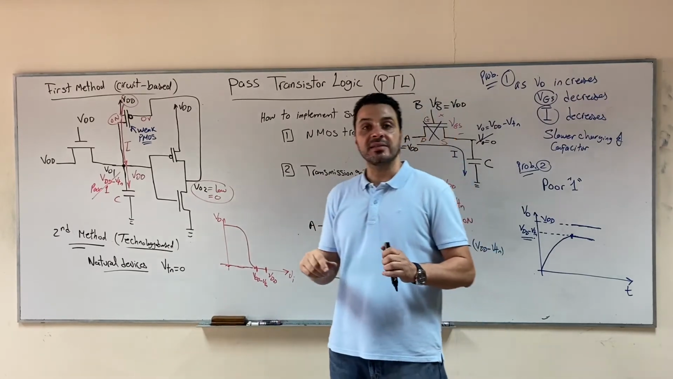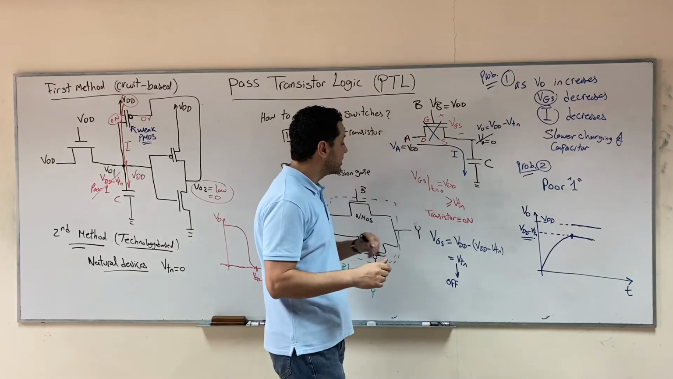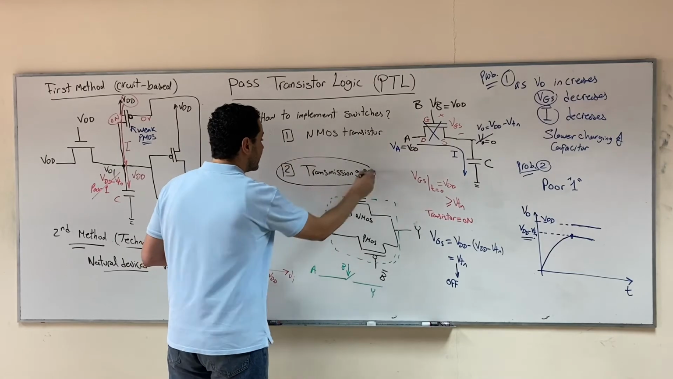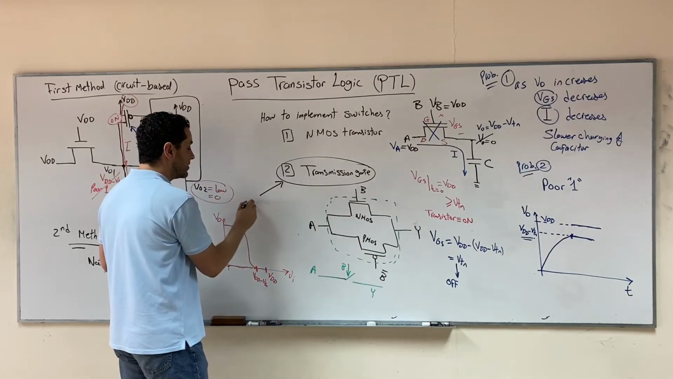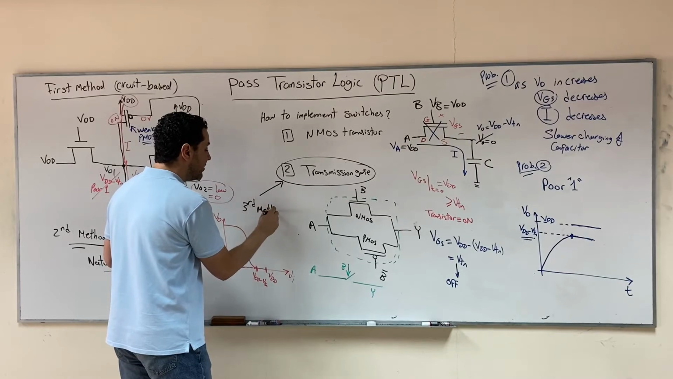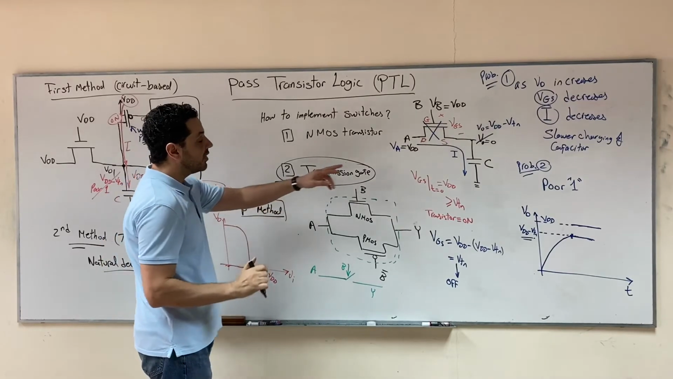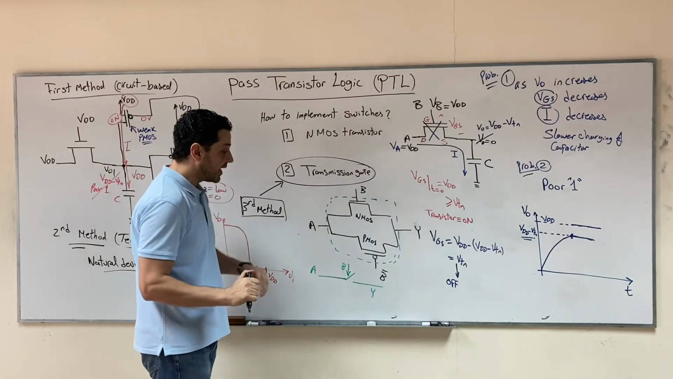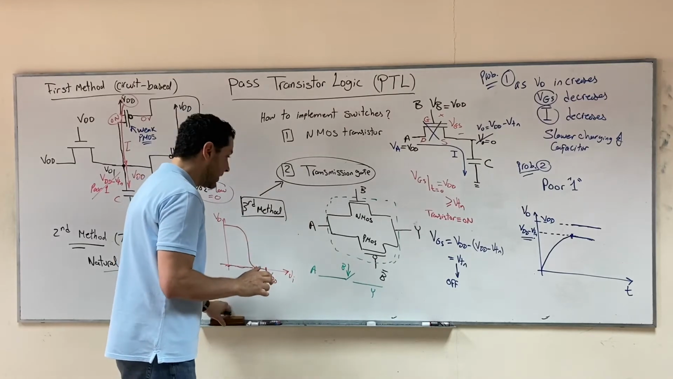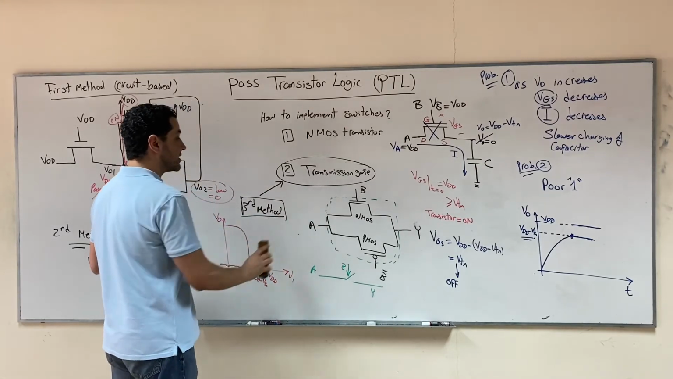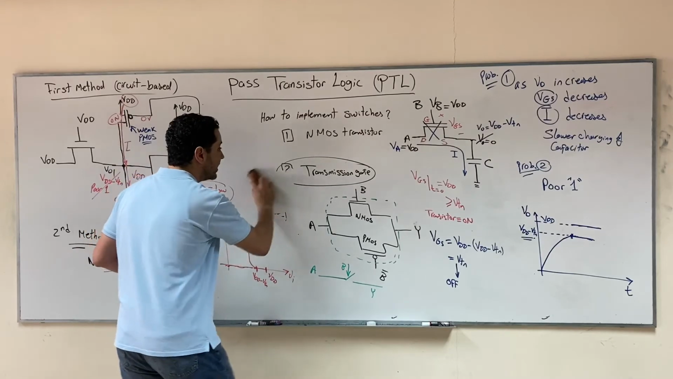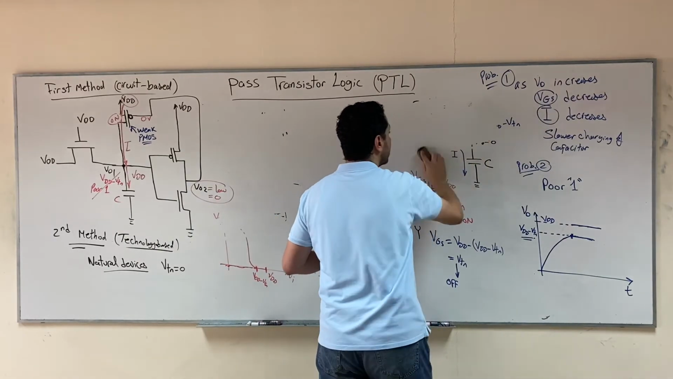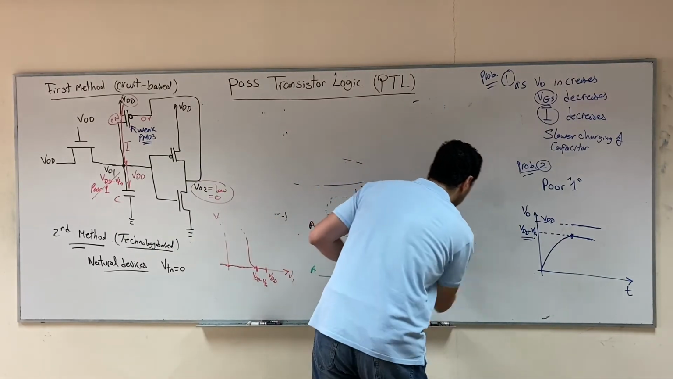The third method is, instead of implementing the switch using the NMOS transistor, we implement it using the transmission gate, and we'll see now how the transmission gate solves this problem. So let's now discuss the transmission gate and see how it solves the problems related to implementing the switch using NMOS.